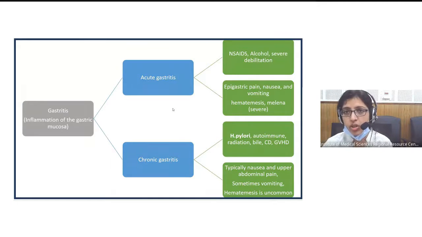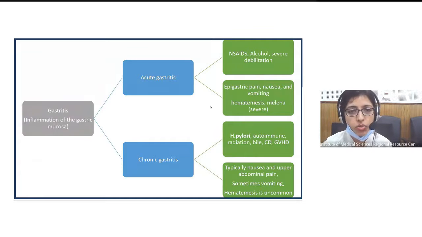Now we begin with the pathology in stomach. The most common pathological condition encountered is gastritis. Stated in simple terms, it is inflammation of the gastric mucosa. Now gastritis can be clinically of two forms. You can have acute gastritis and chronic gastritis.